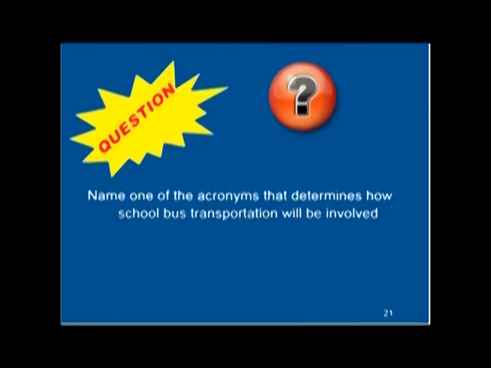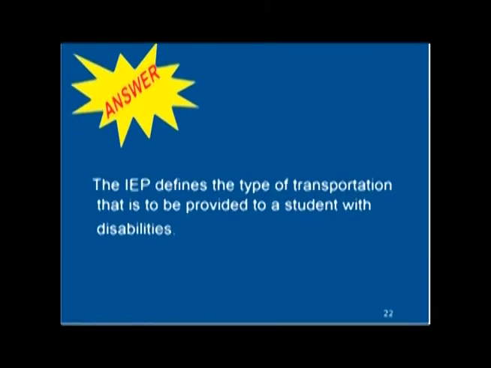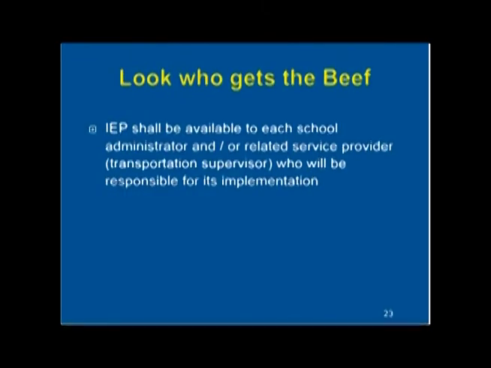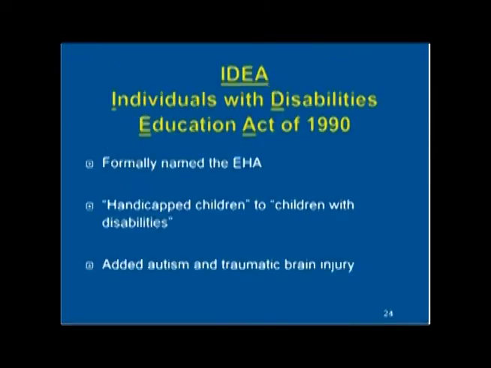Okay, name one of the acronyms that determines how school bus transportation will be involved. It is the IEP that defines the type of transportation that is to be provided to a student with disabilities. The IEP shall be available to each school administrator and/or related service provider, such as a transportation supervisor, who will be responsible for its implementation. Information containing the student that is shared with the bus driver and monitor should be held as confidential and should only be given out under certain situations.